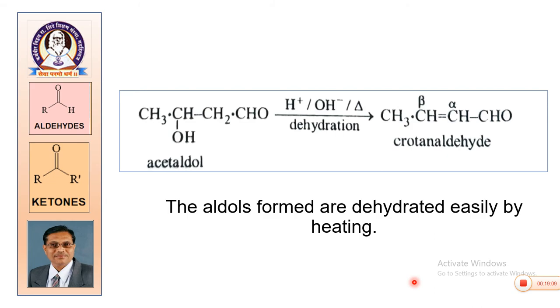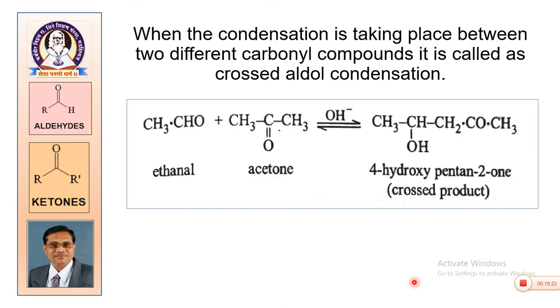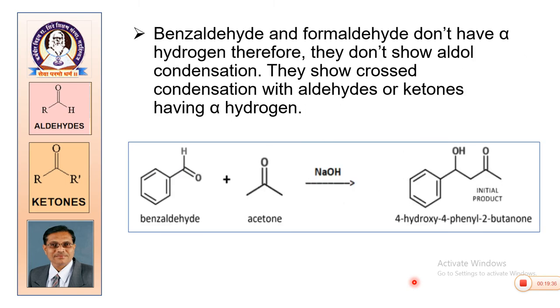It undergoes dehydration to get crotonaldehyde. Crotonaldehyde can be converted into crotonic acid. Crotonaldehyde can be converted into butanol, and several reactions are possible. These things we have seen. When the condensation is between 2 different molecules, different carbonyl compounds, it is called crossed aldol condensation. In this case it is acetaldehyde and acetone, they undergo crossed aldol condensation.